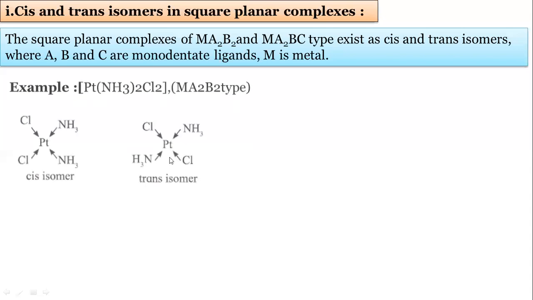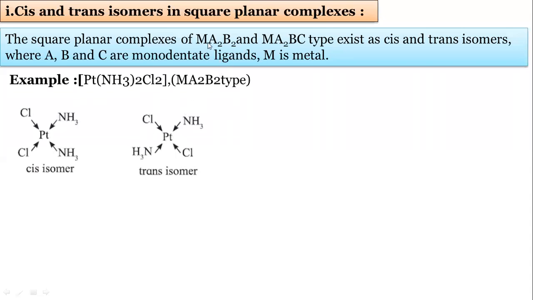We will take one example. See, this is an Ma2B2 type of complex. M indicates that platinum is the metal. A2 means there are two ammonia ligands, and B2 means there are two chlorine ligands. So this complex is an Ma2B2 type of complex. I think the A2 and B2 concepts are clear. A2 is a monodentate ligand, and chlorine is also a monodentate ligand.